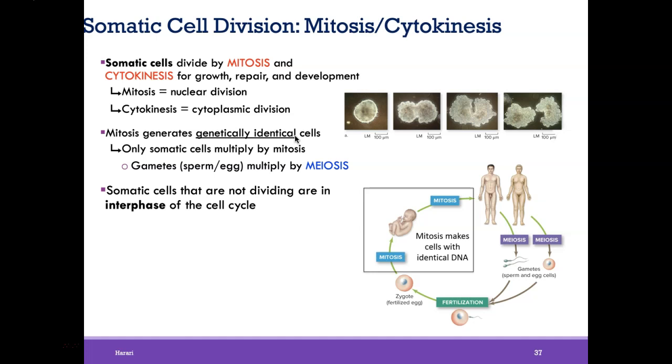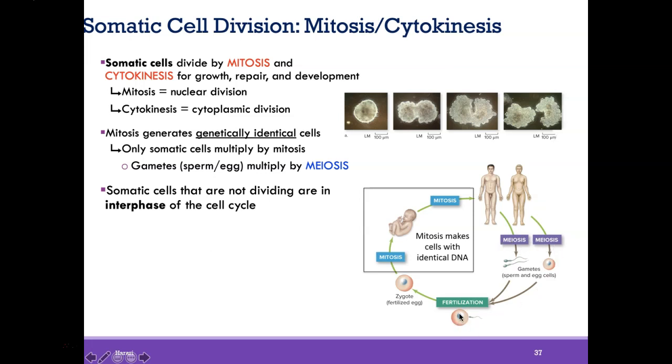Today we're going to talk about somatic cells, the body cells, doing mitosis. And in the next lecture we'll talk about how germ cells make gametes by meiosis. Somatic cells that are not dividing are in interphase of the cell cycle. Interphase is most of the cell's life, so most of your cells are in interphase. Just to go through this life cycle, sperm and egg are formed by meiosis. We'll talk about that next time.